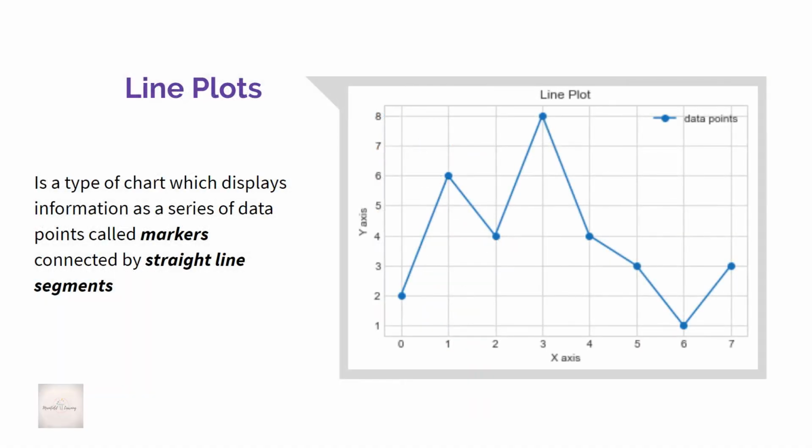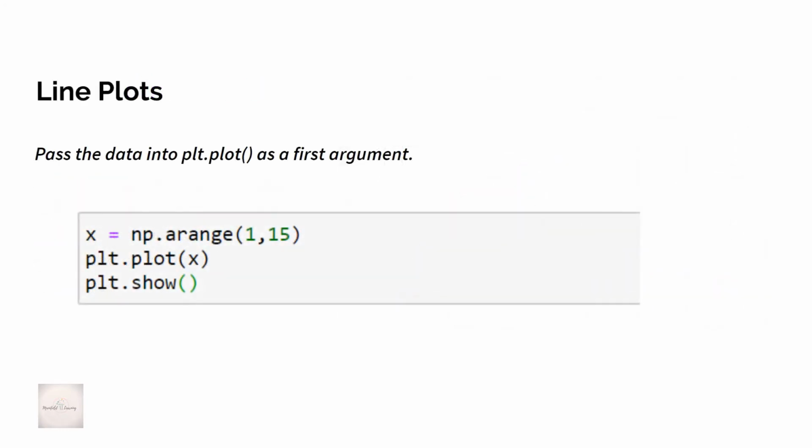Yes, line plots. A line plot is actually a type of chart which displays the information as a series of data points called markers, which are connected by straight line segments. Okay, so now to create a line plot, we just pass our data into plt.plot function as a first argument. I repeat, to create a line plot, we just pass our data into plt.plot function as a first argument. Okay, now let's see how it looks.